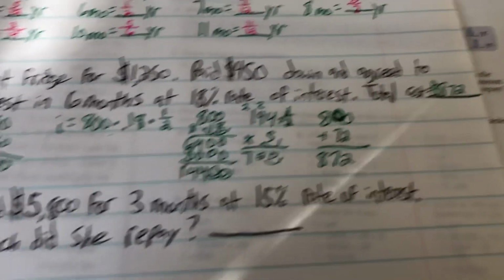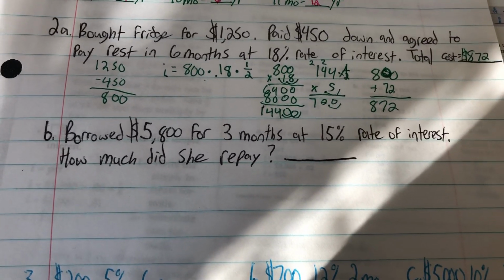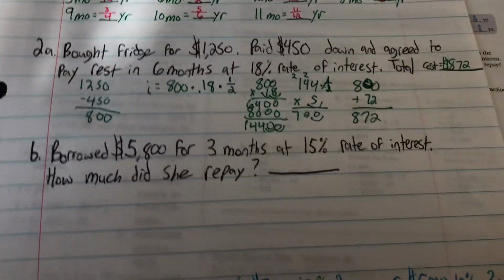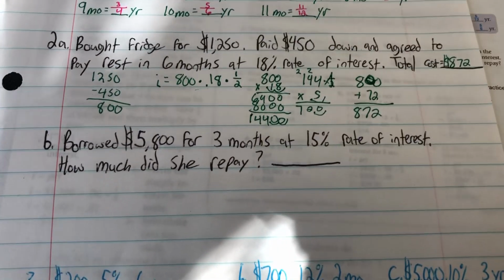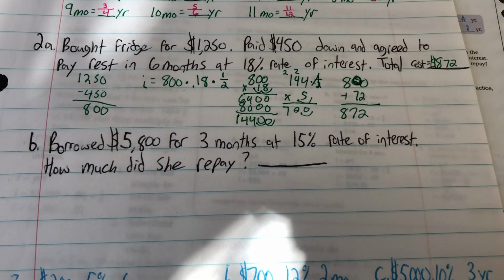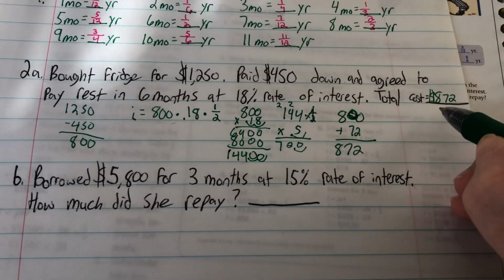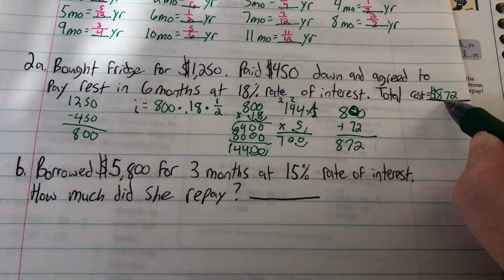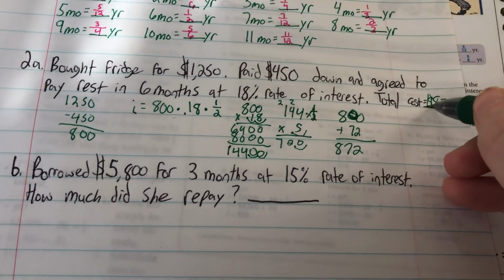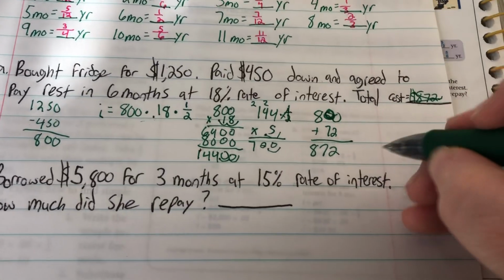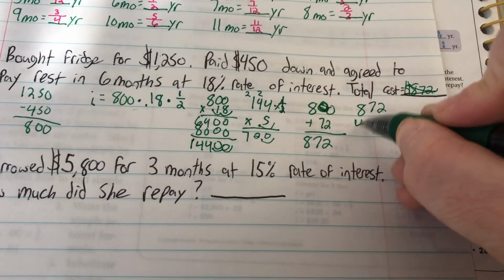Okay, on B, they borrowed $5,800 for 3 months at 15% rate of interest. And then they want to know how much did she repay. Well, actually, let's go back to A for a minute. The total cost would not be 872 because they already paid that $450 down. So that's not correct. We have to add that 872 plus the $450 they already paid down.